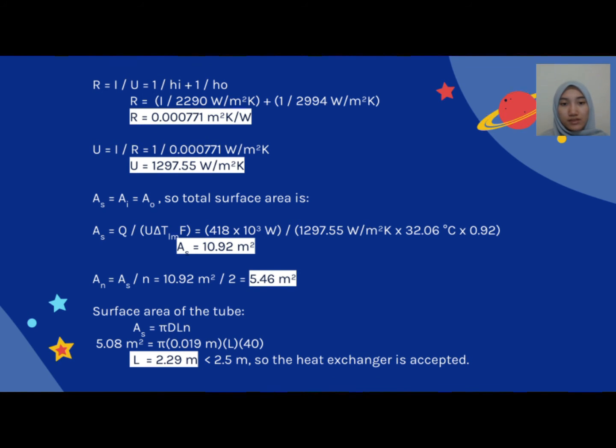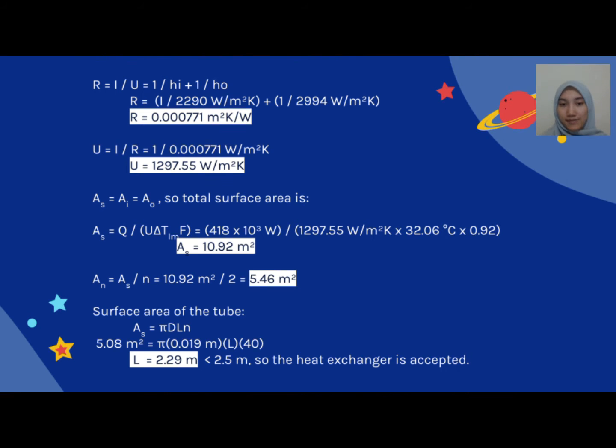Okay, since the surface area for inner and outer is the same, we can calculate the surface area by using the rate of heat transfer equation. So the surface area that we get is 10.92 meter cubic. Since we follow the one shell and two tube passes heat exchanger, we divide the surface area into two, and each tube will get 5.46 meter cubic of surface area. Then from that we calculate the length of tube, which is 2.29 meter.